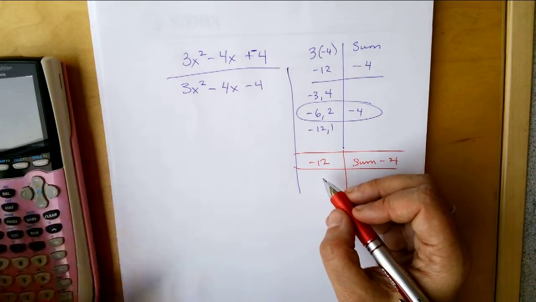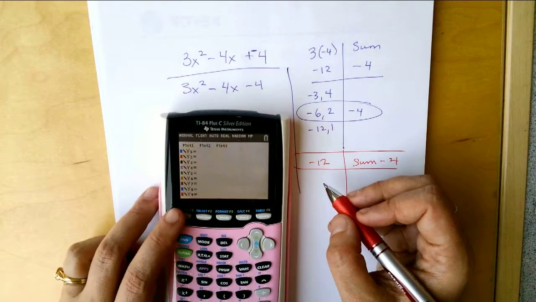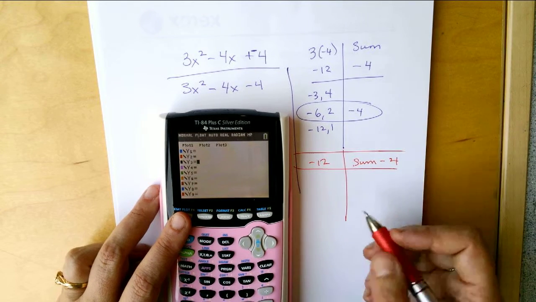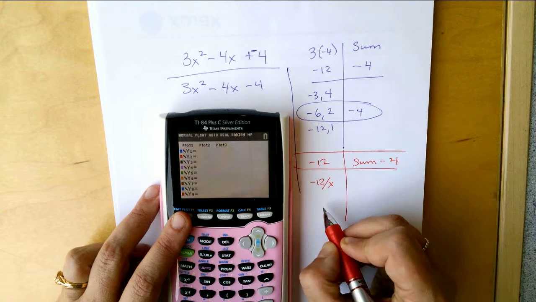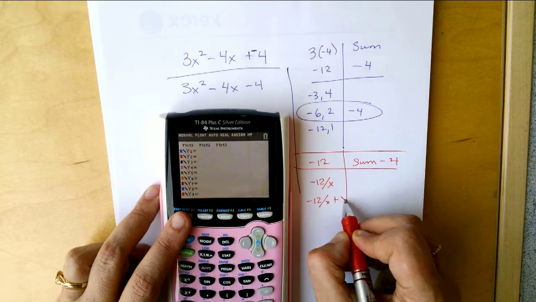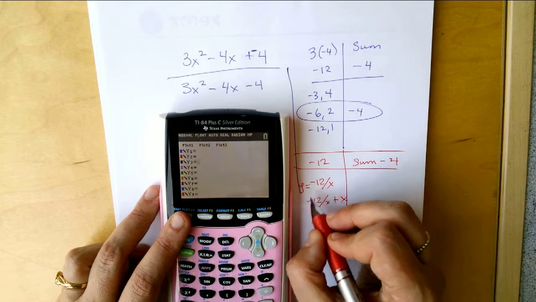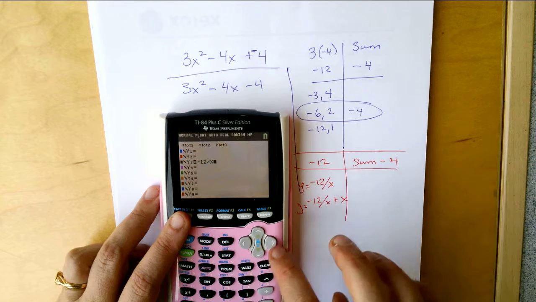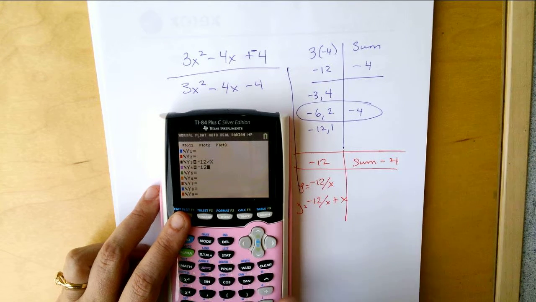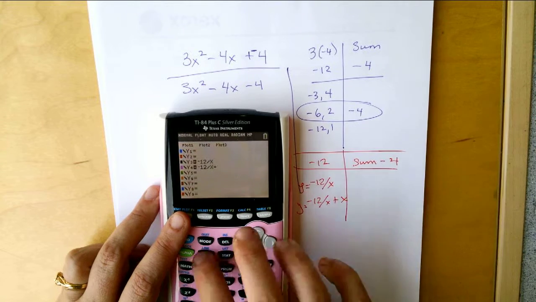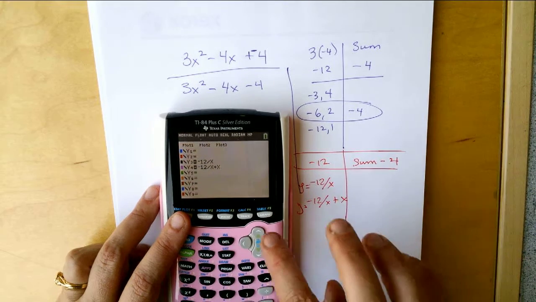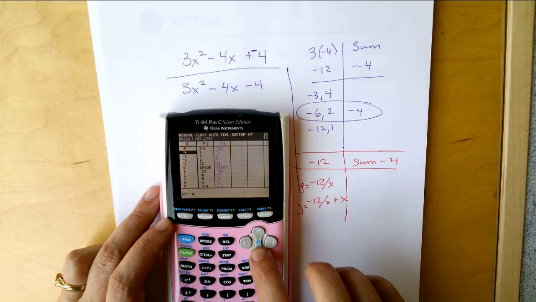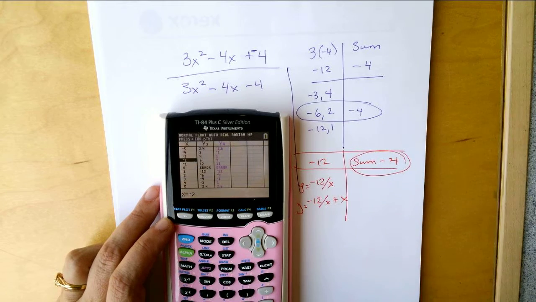So if I wanted to use my calculator again to list the factors, I would go to y equals, I would clear out anything I have using the clear button, and then I would take my negative 12 divided by x, negative 12 divided by x plus x. So I have two lines, y equals, y equals. So we have negative 12 divided by x and negative 12 divided by x plus x. And then I want to see the table, so to get to the table, I go second table, and then I'm looking for two numbers.